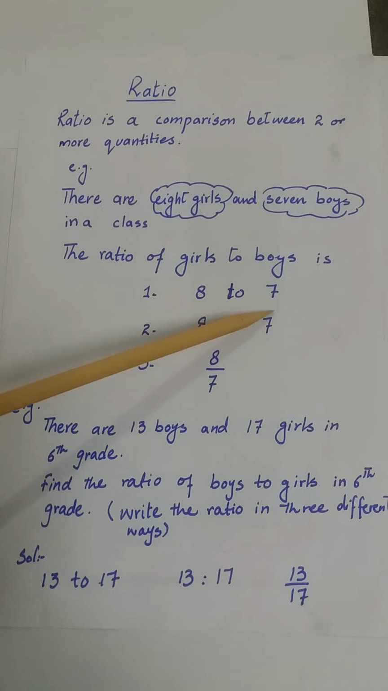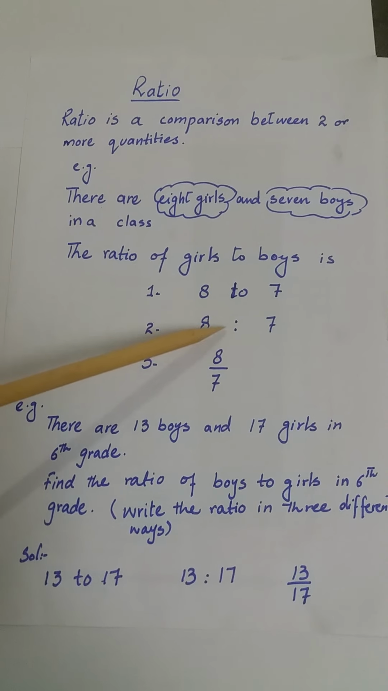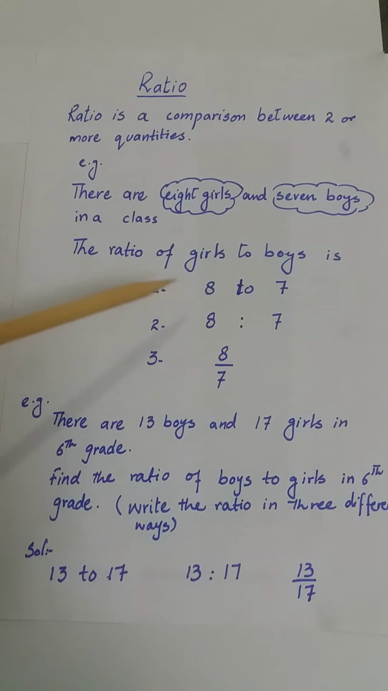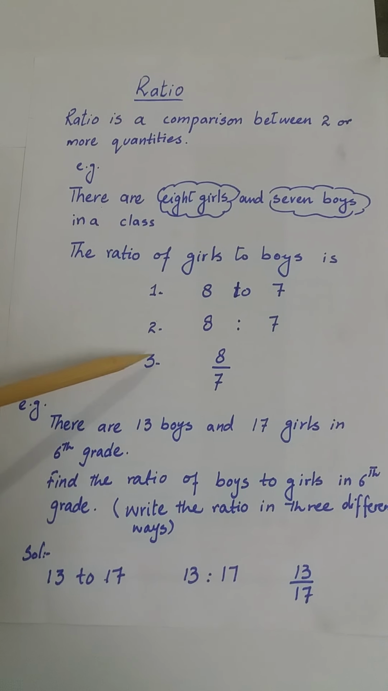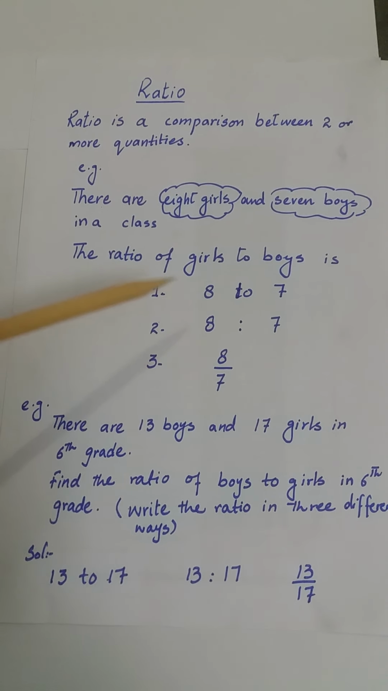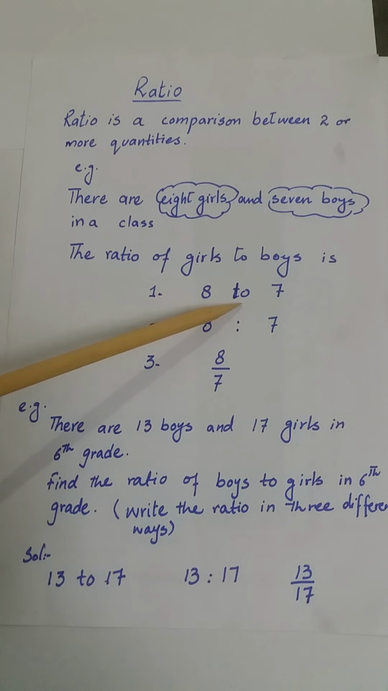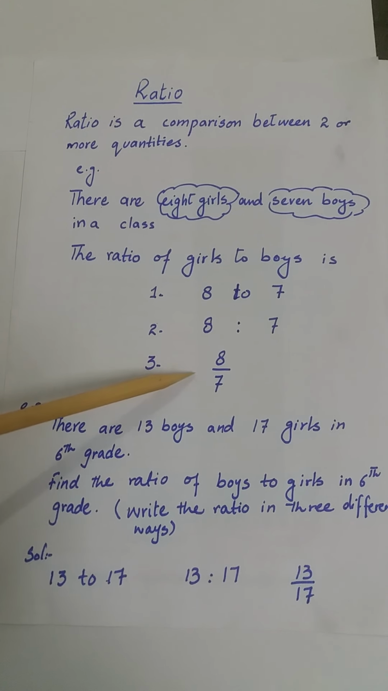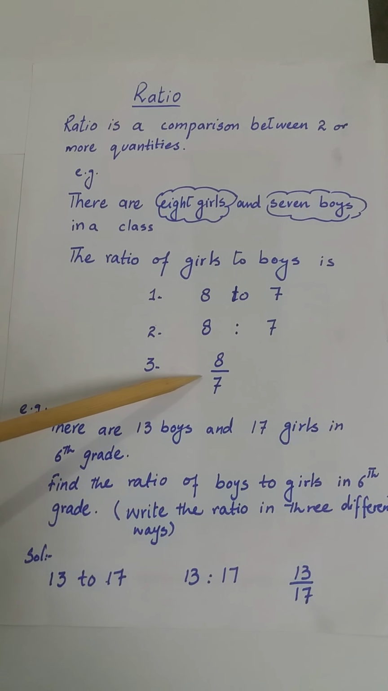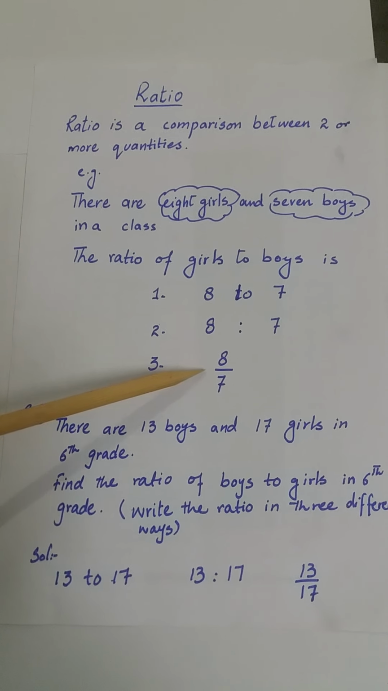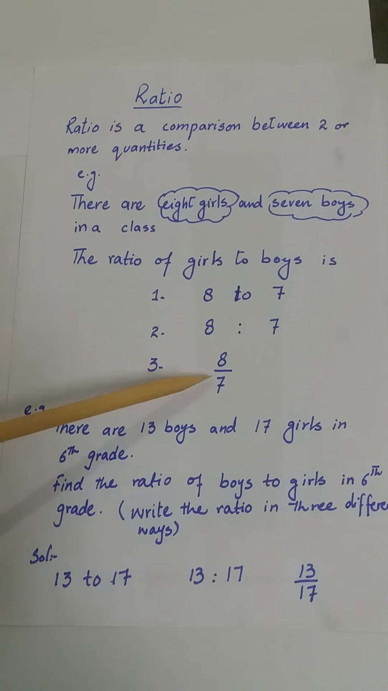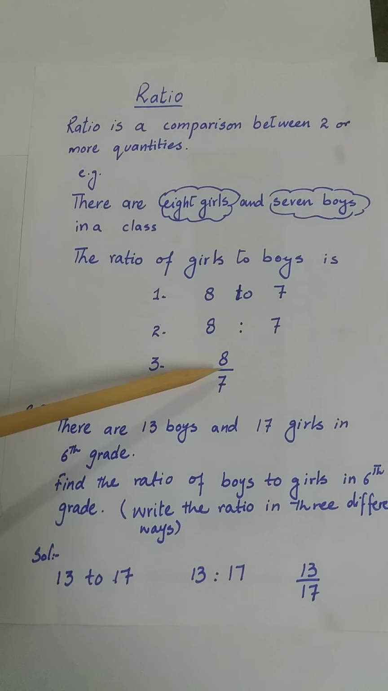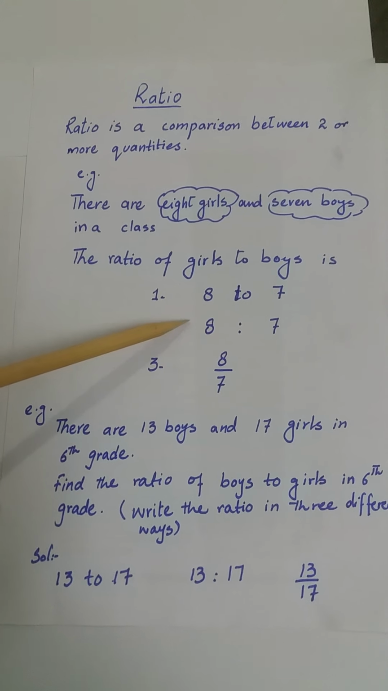8 to 7, 8 colon 7, 8 by 7. It means there are 3 ways to show a ratio: by using "to" between two numbers, by using a colon sign, or we can write a ratio in fraction form as well. The third writing pattern means we can convert a ratio into a fraction or a fraction into a ratio form.